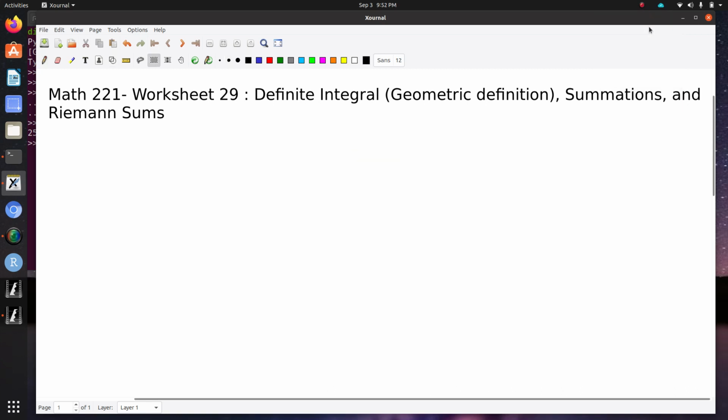Okay, now we get to talk about the definite integral in the geometric sense of the word. So we will be talking about this in different ways over the course of the semester, but to get this discussion going, it helps to think about geometry first.